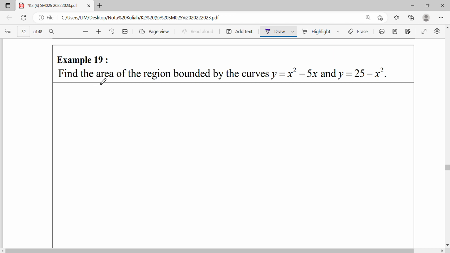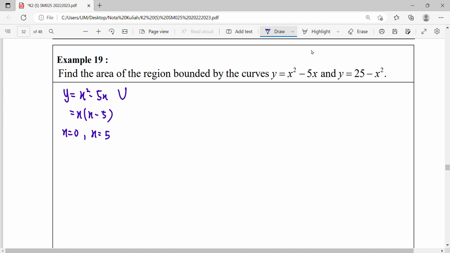Find the area of the region bounded by the curves: a quadratic concave upward and a quadratic concave downward, as this quadratic is negative. When you have a quadratic concave upward, from here we can find the roots. When you factorize, you can notice that your roots are x = 0 and x = 5, which will help us draw the quadratic at the correct place.